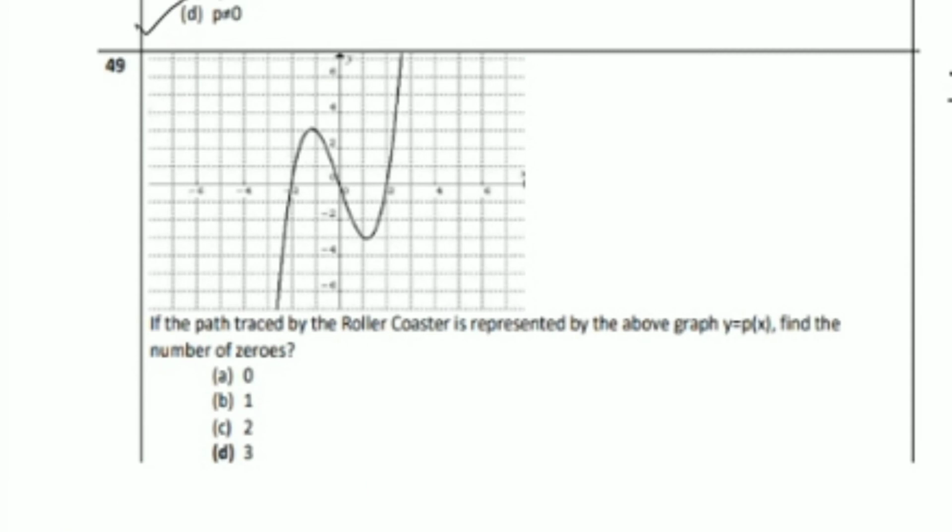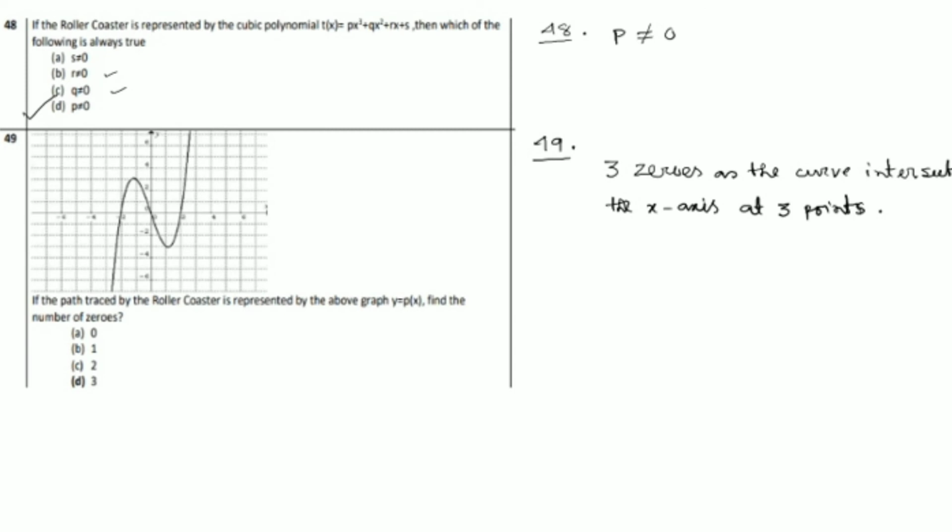In problem number 49, if the path traced by the roller coaster is represented by the above graph y = p(x), find the number of zeros. Here you can see the zeros are -2, then 0, and also 2. Therefore 3 zeros, as the curve intersects the x-axis at 3 points. So how many zeros? 3 zeros.